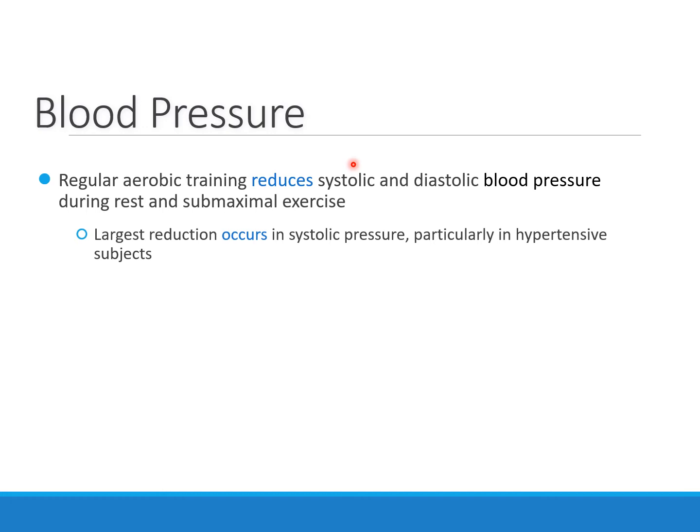So what we typically see is a reduction in systolic and diastolic blood pressures during rest and submaximal exercise. And the largest reduction typically happens in people with high blood pressure or hypertensive subjects. So if someone comes into your clinic or your place of work with a blood pressure of 150 over 95, well, the biggest drop that you're going to see is going to be in that systolic number. And obviously the ideal is to try and drag that back down to around that 120 number. But that diastolic number can come down as well. It just won't be quite as significant.